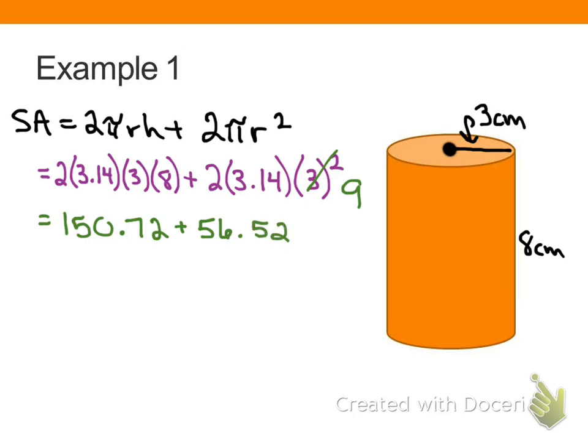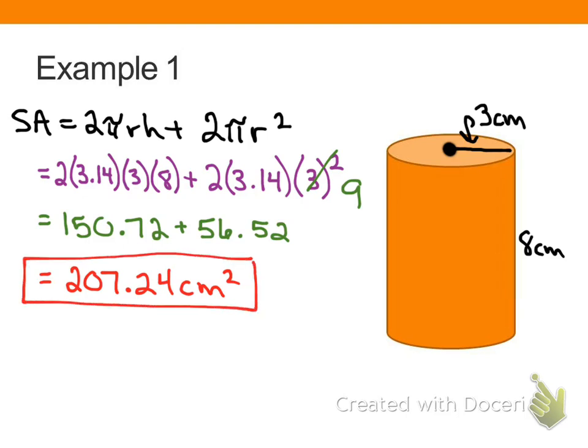All right, and in the book, it rounds it to the nearest whole. And it's fine either way. I'll be specific on your quiz tomorrow. I think it's 207.24. Is that right? 207.24 centimeters squared. I'm more concerned about your label. Okay. All right, and that's how you find the surface area of a cylinder. All right, now let's do example 2.